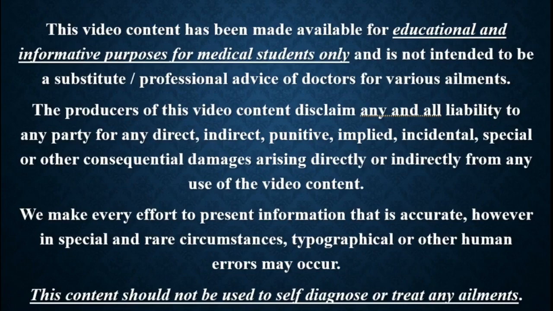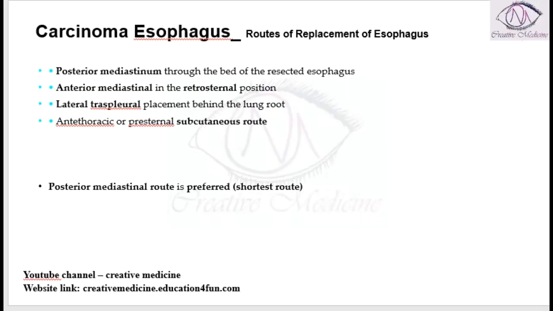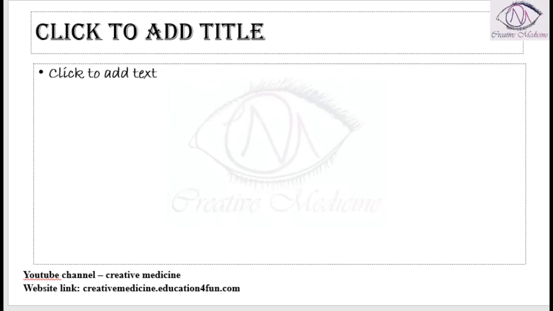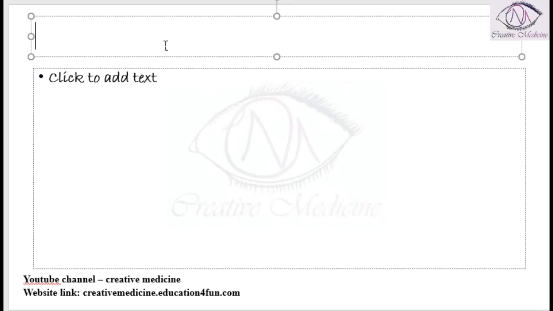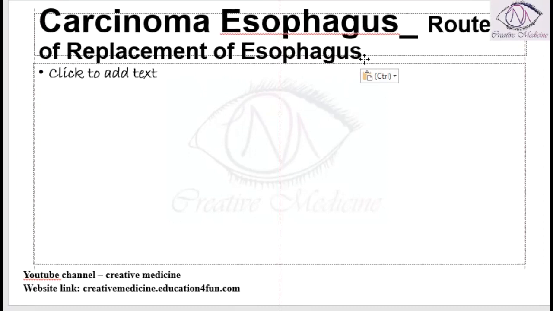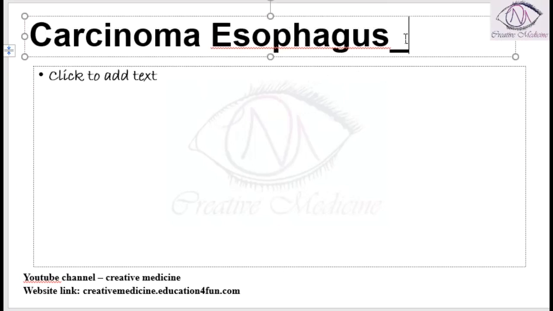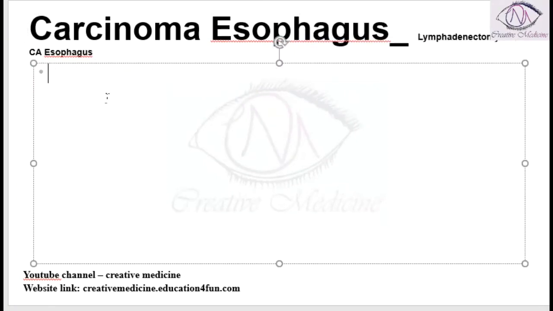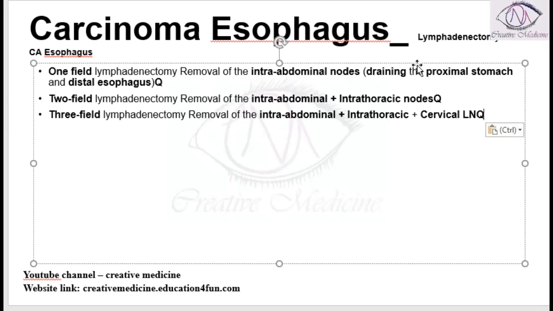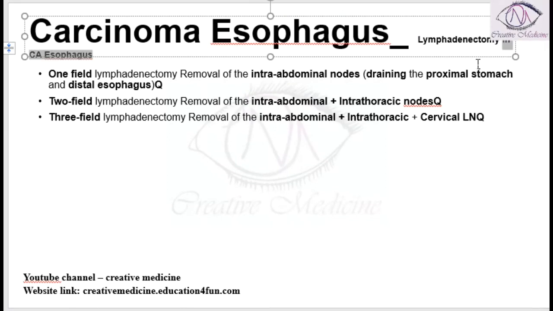In this lecture, we will learn about lymphadenectomy in carcinoma esophagus. If you see the lymphadenectomy in carcinoma esophagus, we have three types of lymphadenectomy which can be done for carcinoma esophagus. So, in the lymphadenectomy, we can do it in three ways.